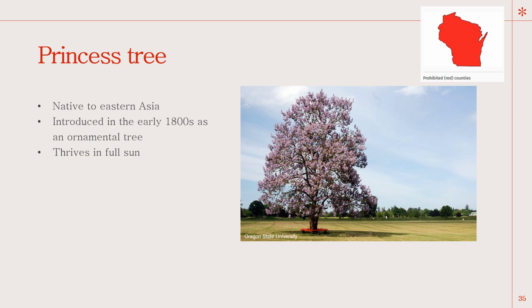So, princess tree. I had this one kind of last minute because it's a relatively new species for Wisconsin in general, and I was just made aware that there is an occurrence of princess tree in Door County. It's native to Eastern Asia, and as you can see by this picture, it was introduced as an ornamental tree. It has beautiful purplish flowers, and this one does thrive in full sun, but it can adapt to areas of shade as well.